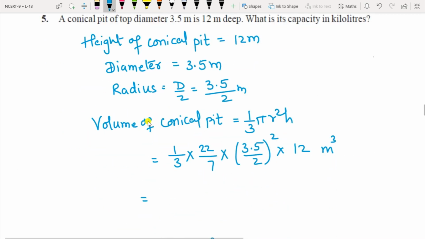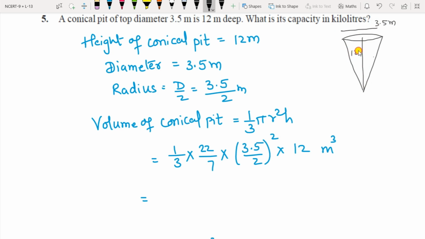Next one, a conical pit of top diameter 3.5 meter is 12 meter deep. What is its capacity in kiloliters? So height of a conical pit. If this is a conical pit like this, its diameter is given, this total diameter is given as 3.5 meter, and height of the pit is given as 12 meter. So you have to find the capacity. What is the capacity that it can hold here? The mud, you have to find that.